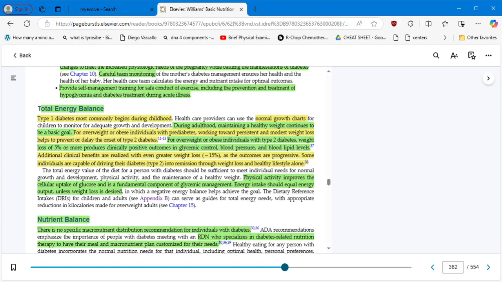So that's another issue. Additional clinical benefits are realized with even greater weight loss, if the patient loses like 15%, as the outcomes are progressive. Some individuals are capable of driving their diabetes type 2 into remission through weight loss and healthy lifestyles alone.